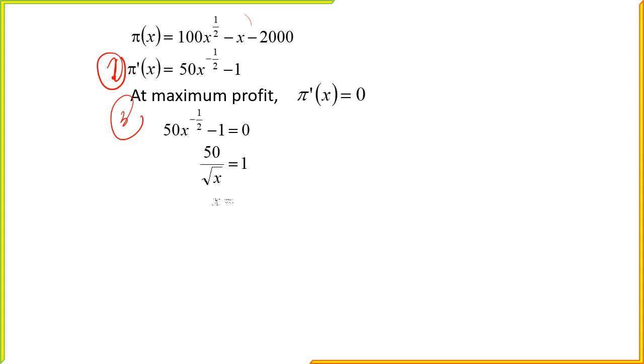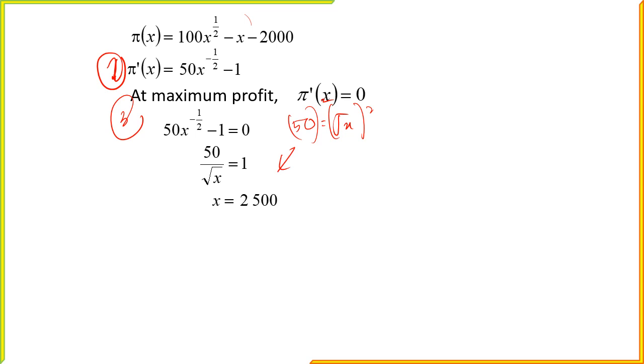So 50 is equal to square root of x. In order to cancel out or eliminate the square root, we need to square both sides. So it will be 2500, the value of x.